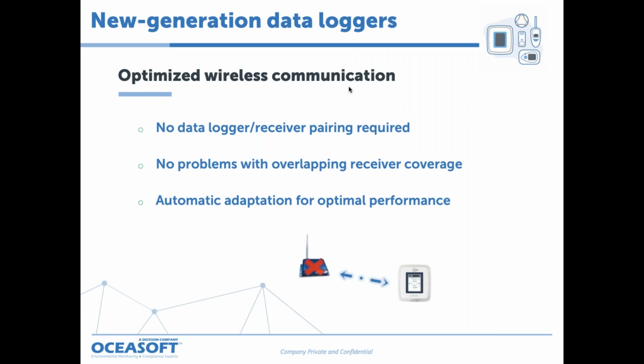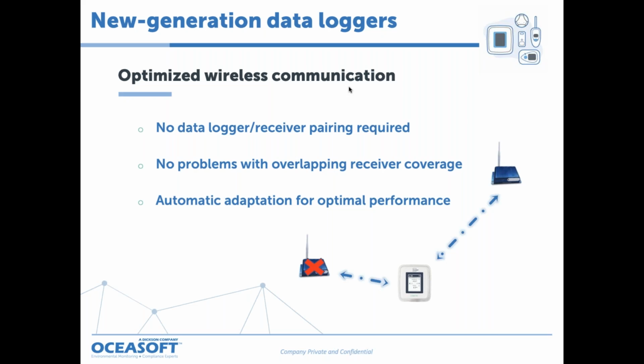And if it can't establish a connection with that receiver, maybe the receiver was unplugged or something, the data logger automatically increases its power to try to reach a different receiver, even one that is further away. In any case, you can always be sure that data is uploaded, even if one receiver goes down. The point is that one big advantage with LoRaWAN in the new generation data loggers is that you don't have to worry at all about wireless communication, right?